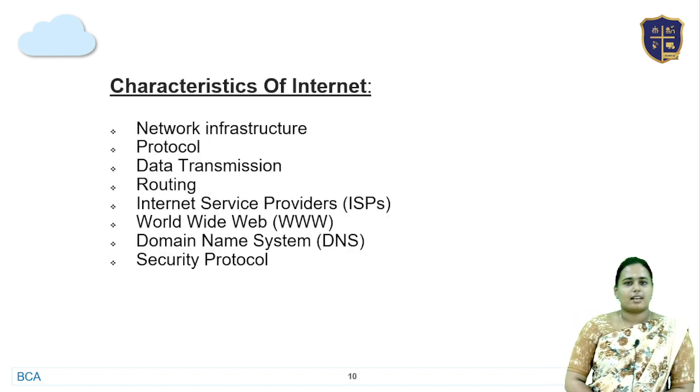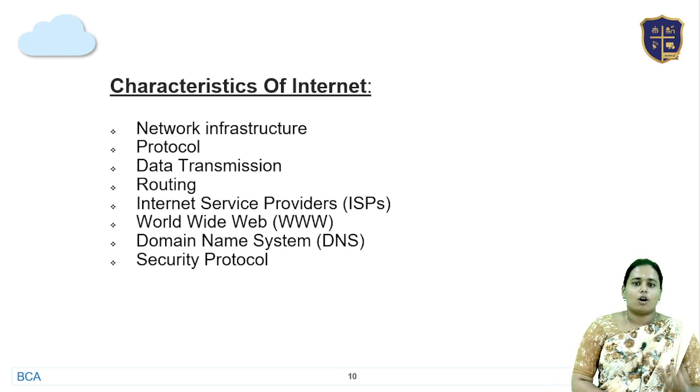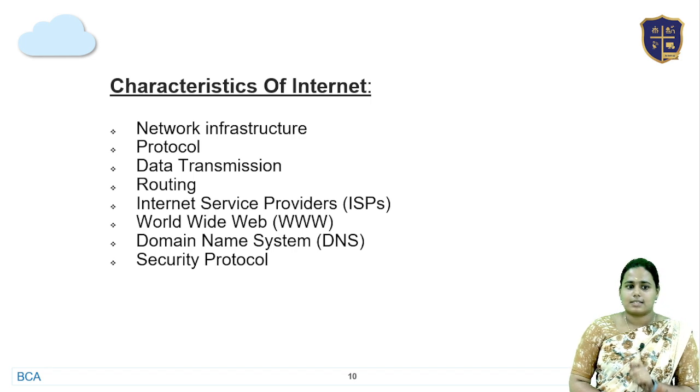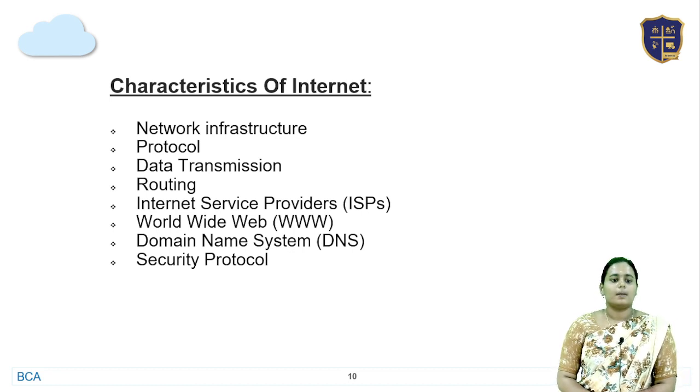Next we are going to see the characteristics of the internet. First, we need a network infrastructure. Second, as we already saw, protocol is a set of rules. Third is data transmission. Fourth is routing. Fifth is ISP. Sixth is the World Wide Web. Next is the domain name service. Next we are going to see security protocol. These are all the characteristics of the internet.